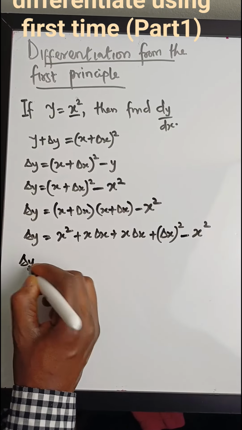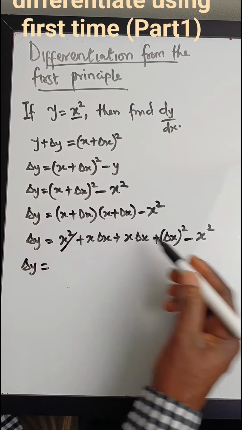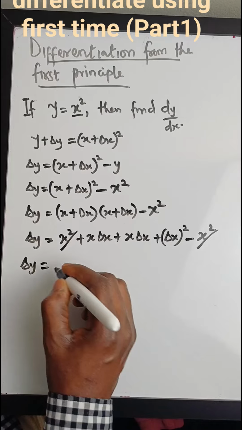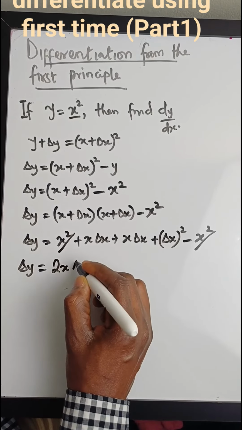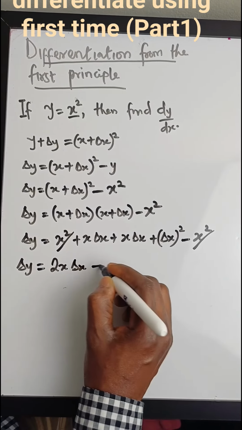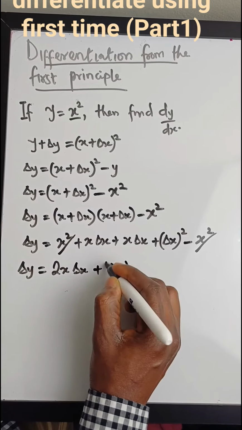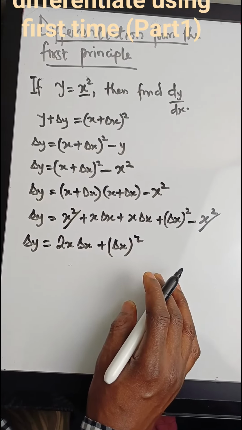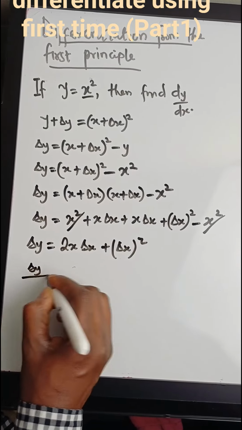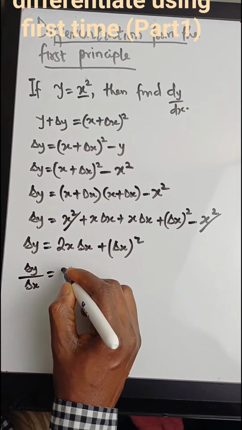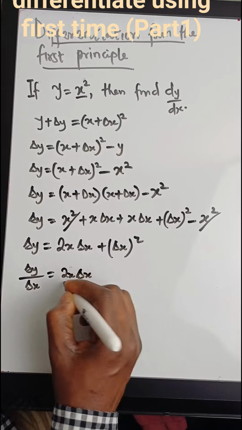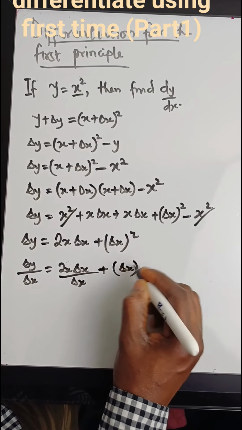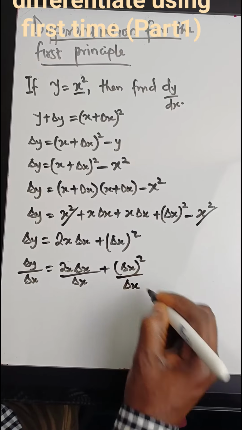So for Δy, the x squared and x squared will cancel each other. This plus this will have 2 of them, 2xΔx plus Δx all squared. Then the next thing is to divide through by Δx. So that will be Δy divided by Δx equals 2xΔx divided by Δx plus Δx all squared divided by Δx.